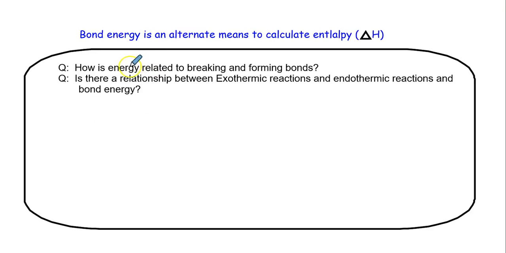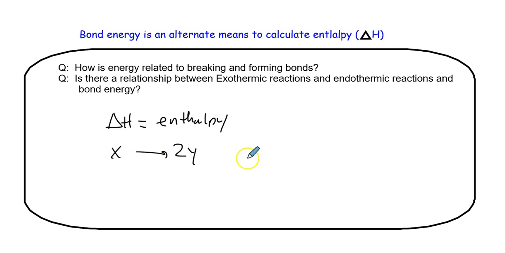Good afternoon, this is Schweitzer, and we are going to walk through a couple different types of calculations for bond energy. Bond energy is another way to calculate what we call delta H. Delta H is the amount of energy you get when you cycle through a reaction, enthalpy. So if I have X going to 2Y, if it's exothermic, I put my delta H right here, and I get a certain amount of energy.